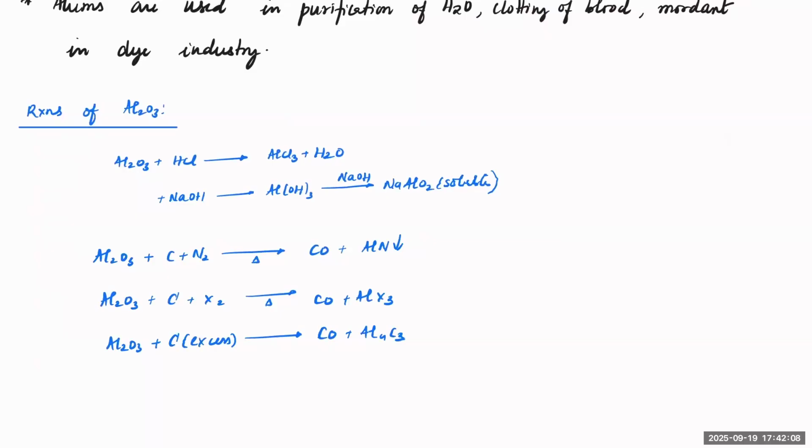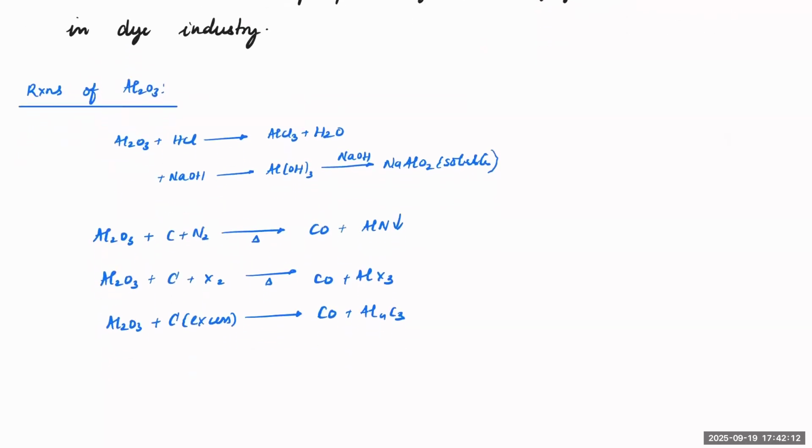And see, last thing is about the reactions of Al2O3. Al2O3 is an amphoteric oxide, beta. So when you react with acid, it will react as a base and become AlCl3 and H2O. But when you react with NaOH, it will act like an acid, converting first into Al(OH)3, and with further NaOH converts into soluble NaAlO2, sodium aluminate, like a salt form.